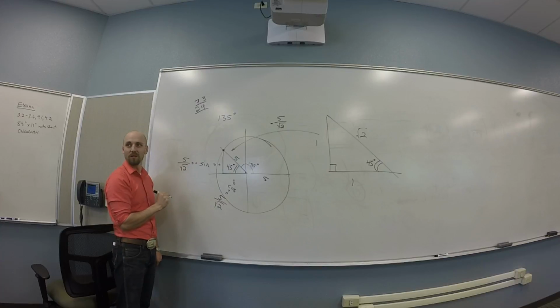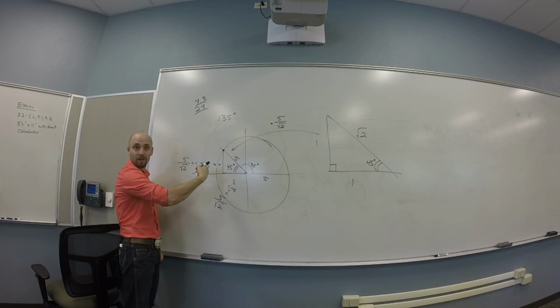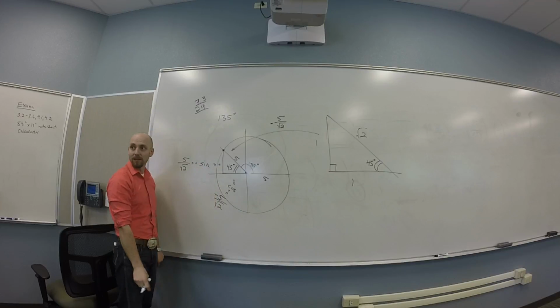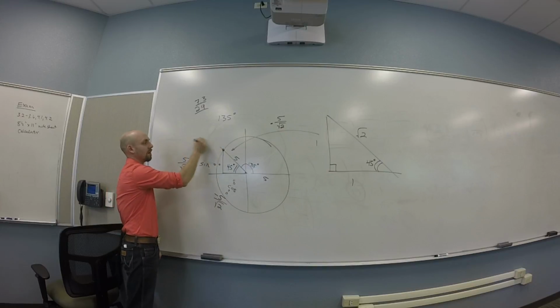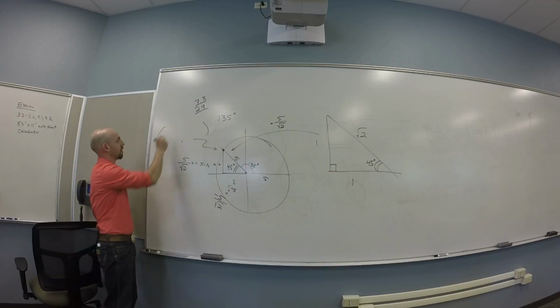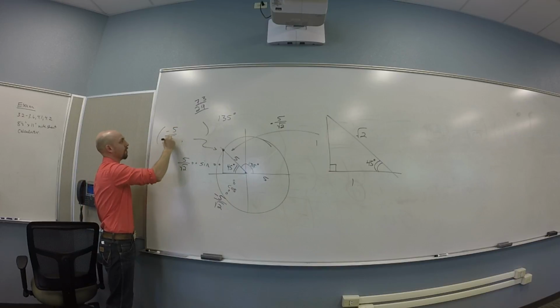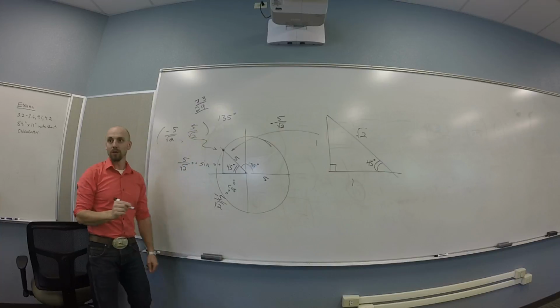Cosine is a negative. The cosine one is going backwards, right? So that needs a negative. And so your coordinates for your point here are what? Negative 5 over root 2, comma 5 over root 2. Nice. You guys cool with that?